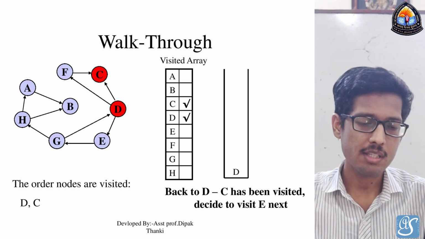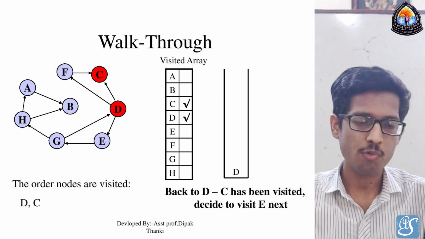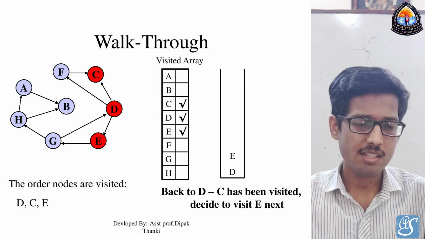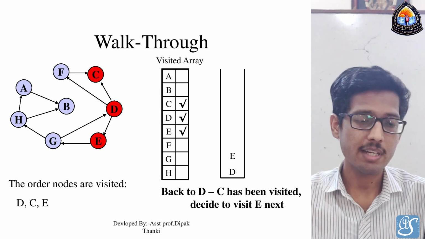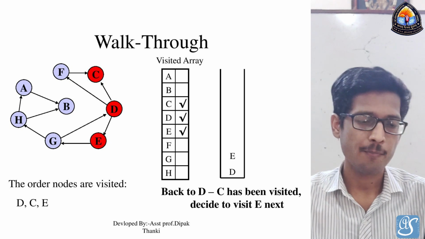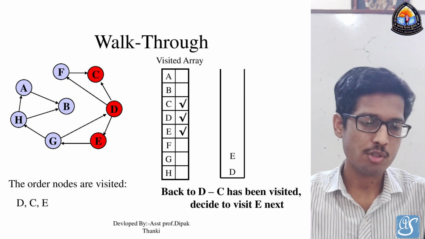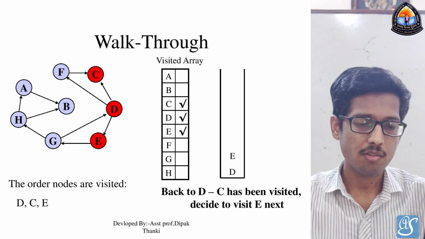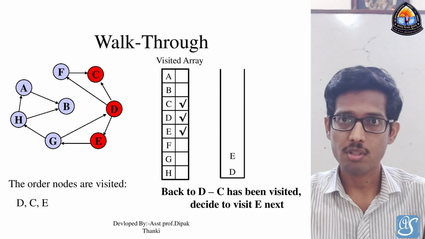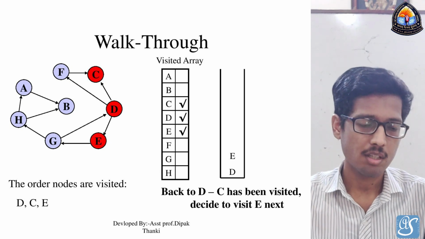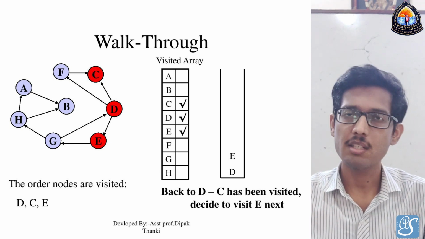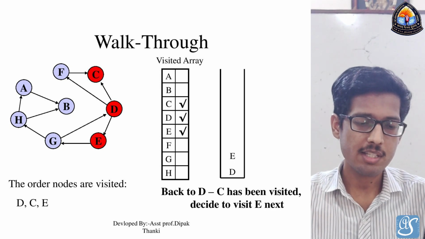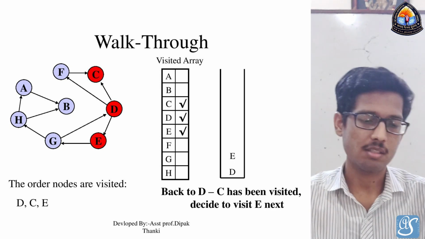Then back to D, C has been visited, decide to visit E next. Now C has been completed. Now we will see the next adjacent node, which is E. So first of all, tick or highlight E. Then next, we have to insert or push the element in the stack. The order is D, then C, and at last E.